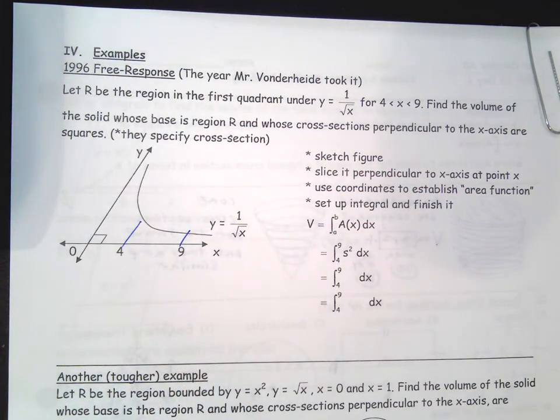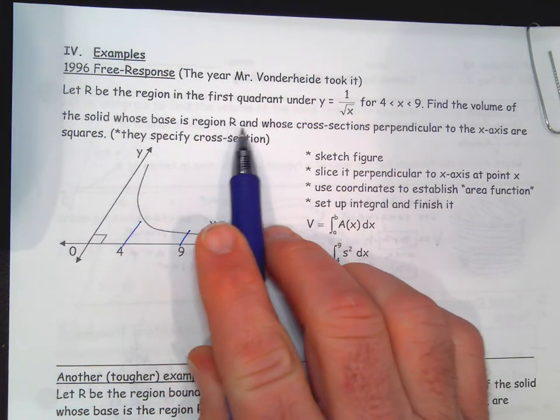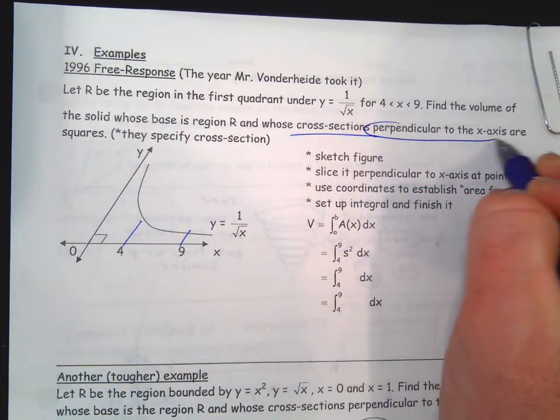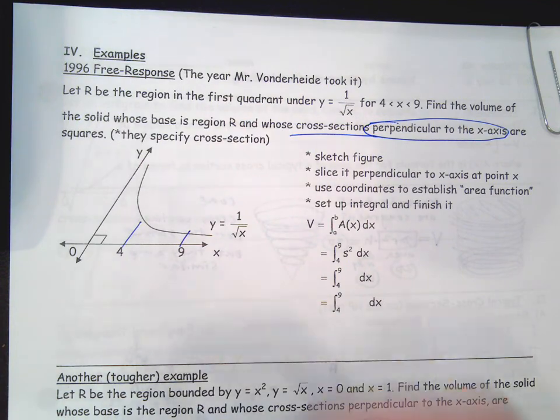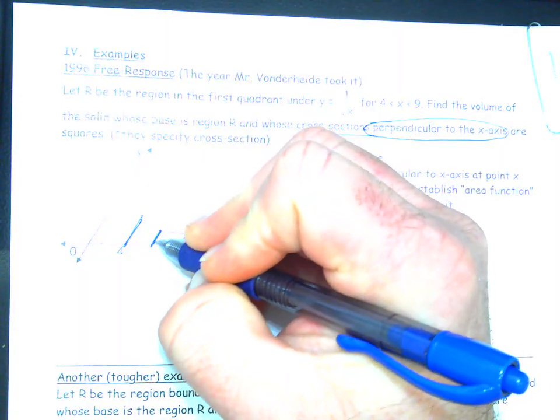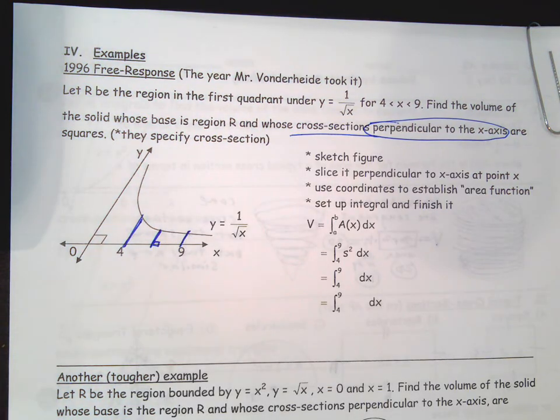It says, find the volume of the solid whose base is region R and whose cross sections are perpendicular to the x-axis. So they're going to tell you the direction of the slices. So the cross sections are perpendicular to the x-axis. That means they're vertical slices. Okay, and they're going to tell you what kind of shape they are too. You're not going to have to guess. They're going to be square.